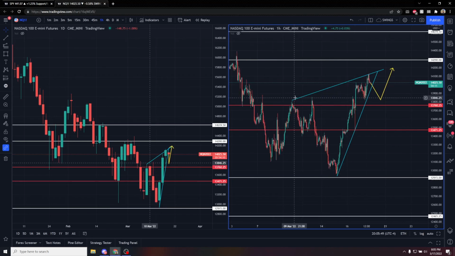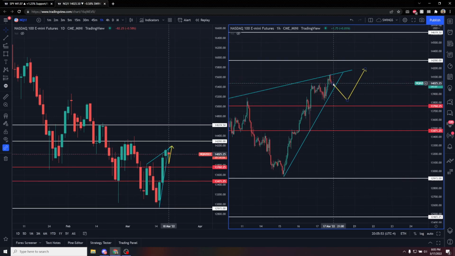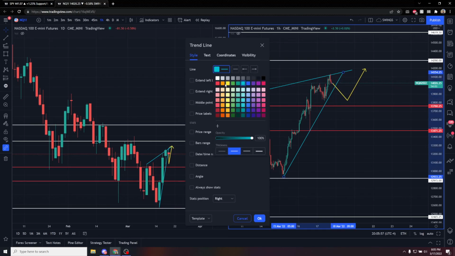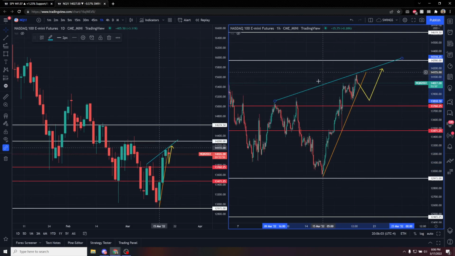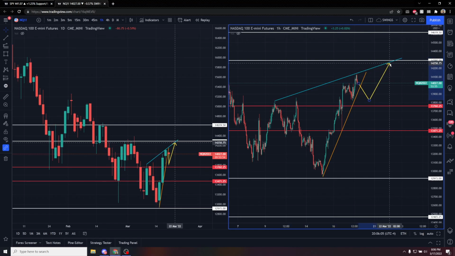So right now we have a small triangle, and like I said, I'm expecting a pullback, breaking this trend line. I'm going to put it in orange. But then I want it to go and retest that uptrend line, which will coincide with the 200 level, so 14,200.